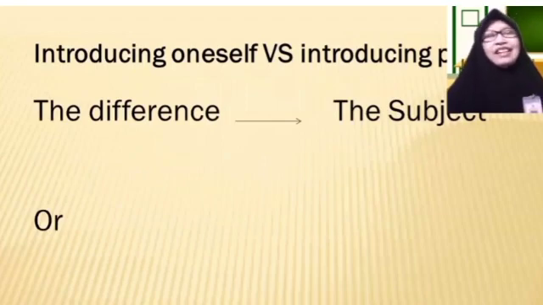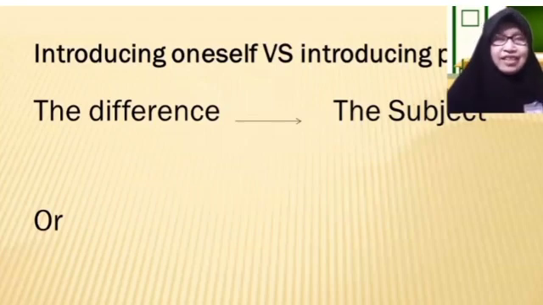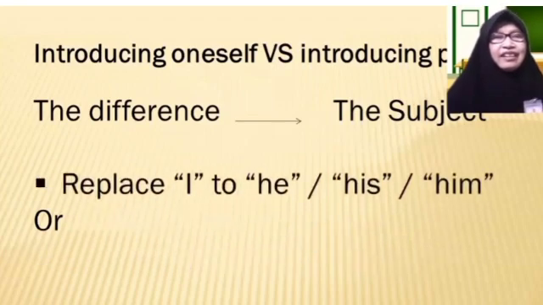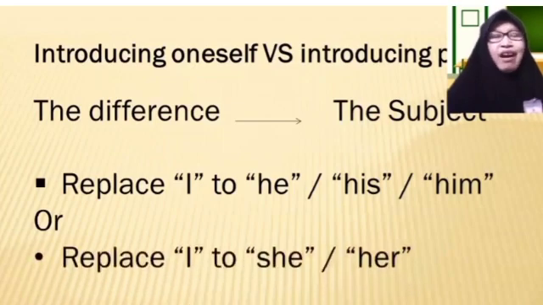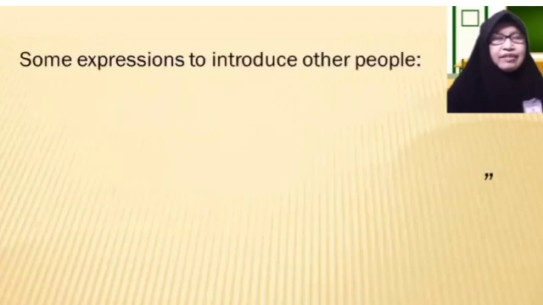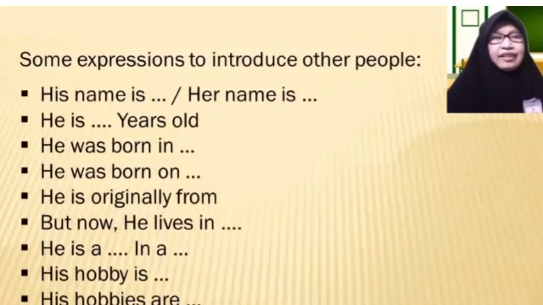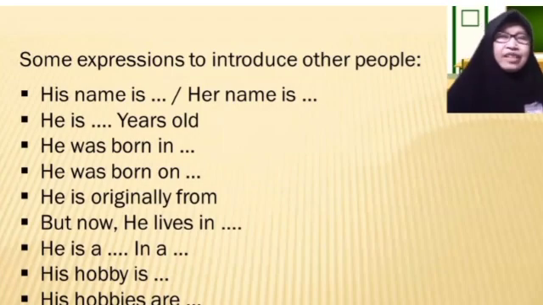Introducing oneself versus introducing other people. What's the difference? The difference is in the subject. So you can replace I with he, his or him. Or you can replace I with she or her. Here are some expressions to introduce other people. His name is blah blah blah. Or her name is blah blah blah. He is blah blah blah years old. He was born in blah blah blah. He was born on blah blah blah.